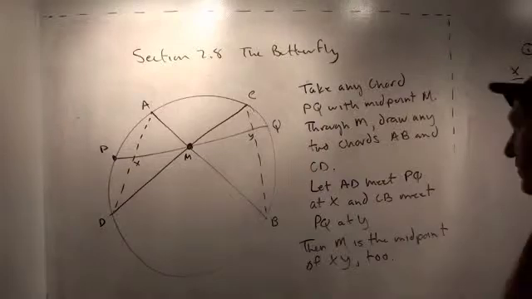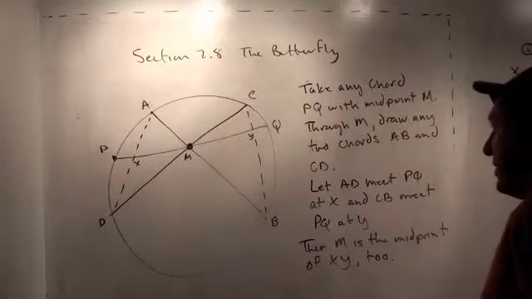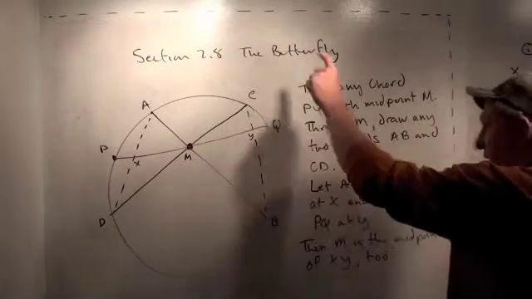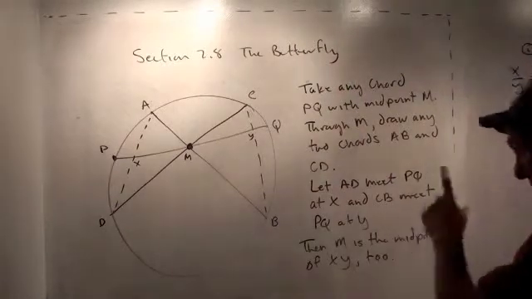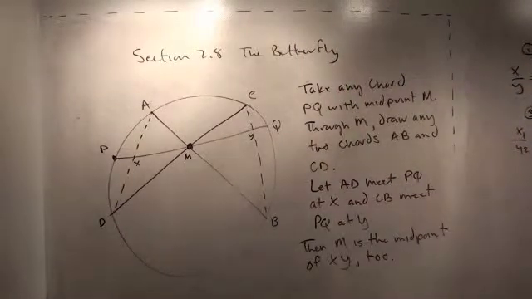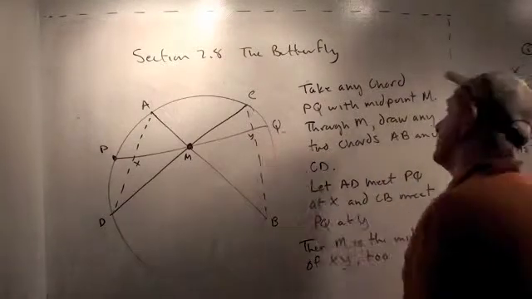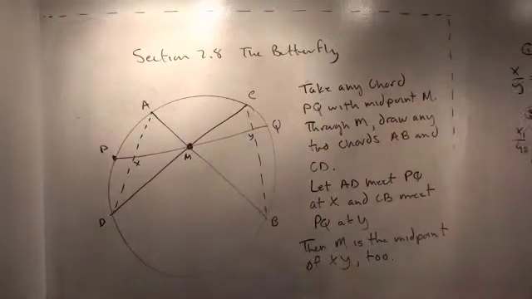Then, if you draw AD and BC, which I've drawn here, and they intersect the segment PQ at X and Y, then M is also the midpoint of XY. And you can sort of see the butterfly in the picture. That's a pretty amazing theorem.